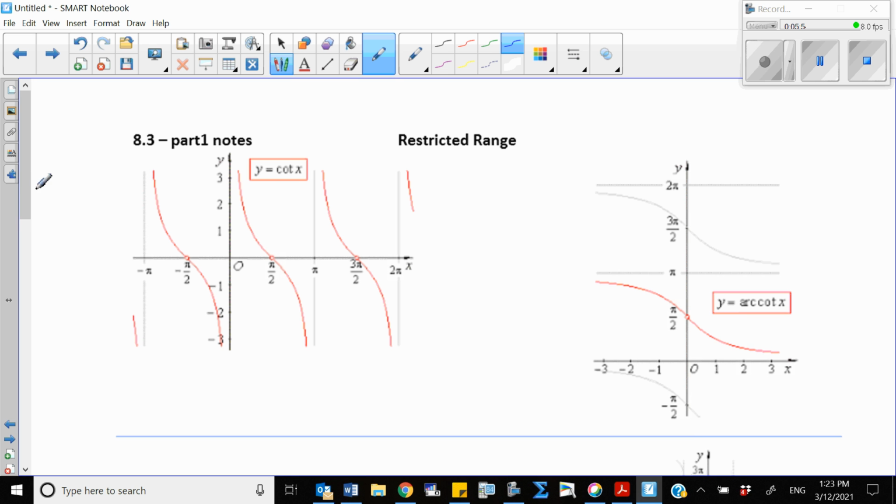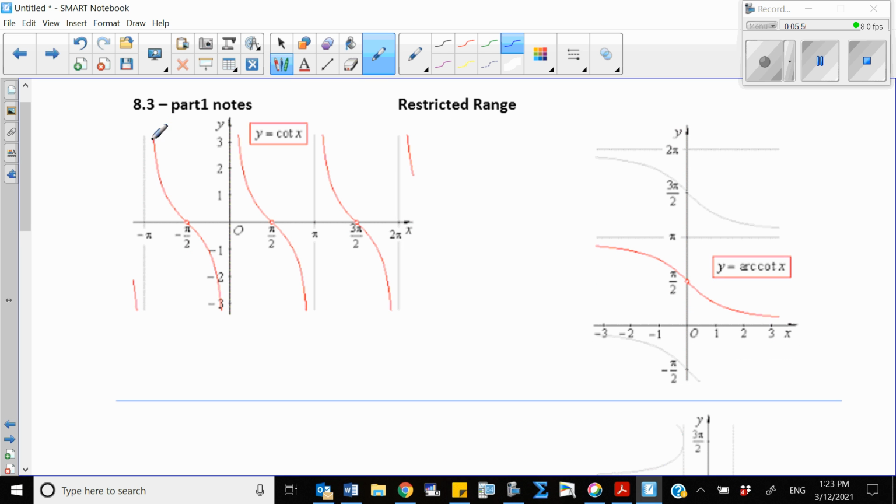Now let's go to next one, cotangent. This is graph of cotangent, and the inverse looks like this. Again, I restrict the range because this is not a function. So I take only the y values which are between 0 and pi. Are 0 and pi included? No, because we have asymptote here and here. So restricted range for cotangent is this.